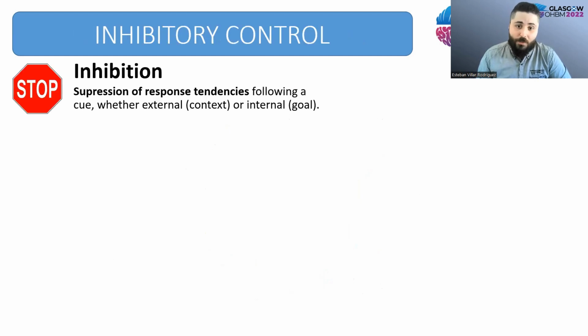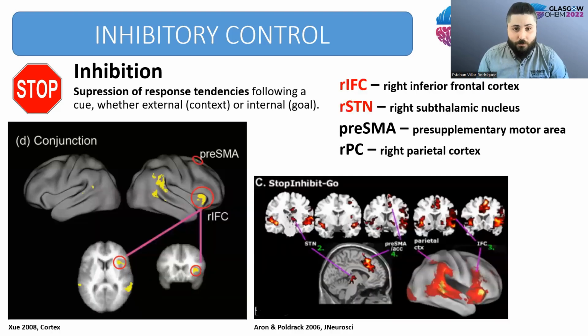Okay, so to you all wondering what the right inferior frontal cortex does, it primarily mediates inhibitory control. Inhibition can be defined as the suppression of a response tendency when you are presented with a cue, whether it is external or internal. A lot of neuroimaging evidence describes that inhibition originates as a right lateralized projection from the right inferior frontal cortex to the right subthalamic nucleus, with additional participation of the right parietal cortex and the right presupplementary motor area. So, in the present study, we used fMRI to explore what happens to this right lateralized inhibition network when language is atypically lateralized.